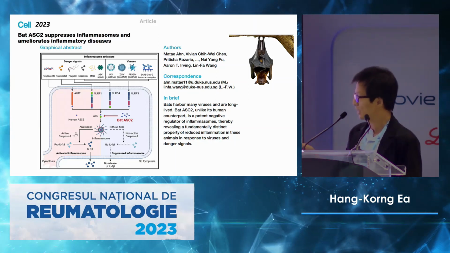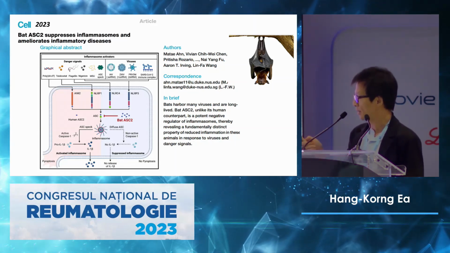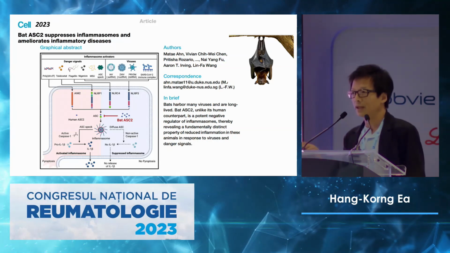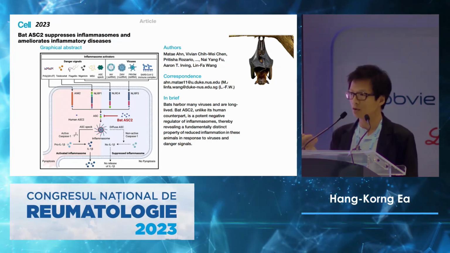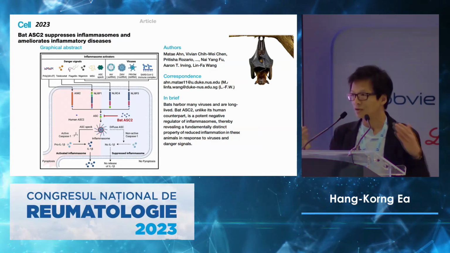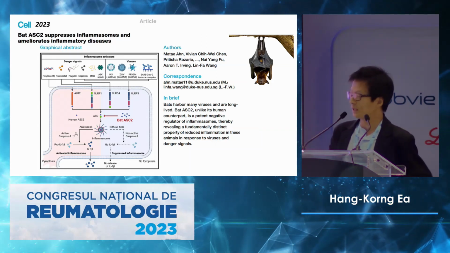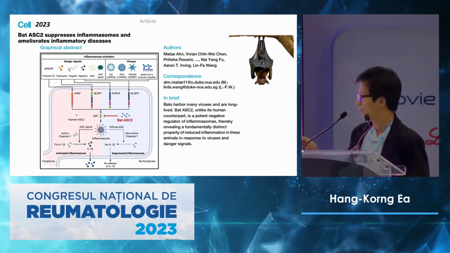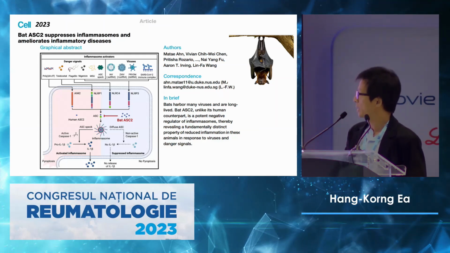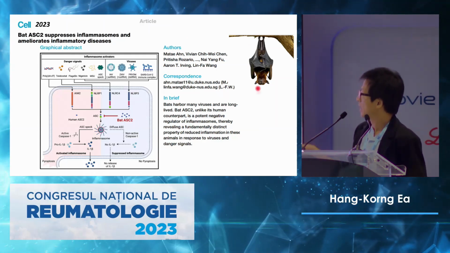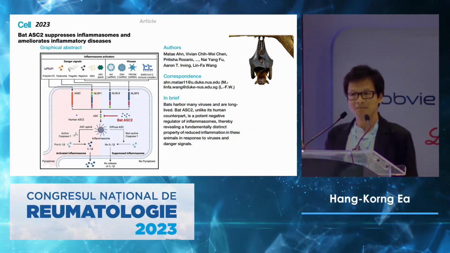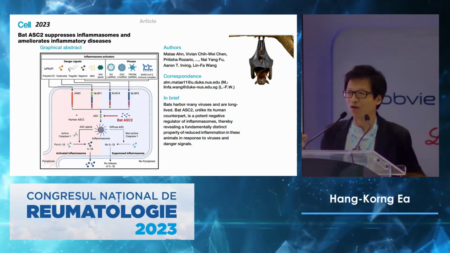And what is interesting in this first paper is the discovery of one protein called ASC2. It's an isoform of ASC, and we will see why this ASC2 is important. And this was discovered in this animal. You know him because of the pandemic.